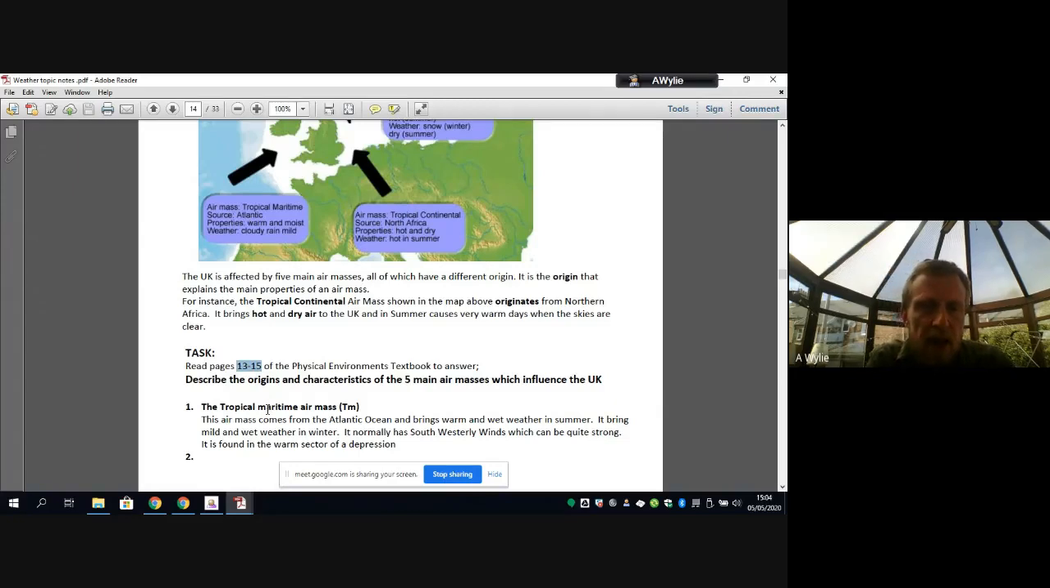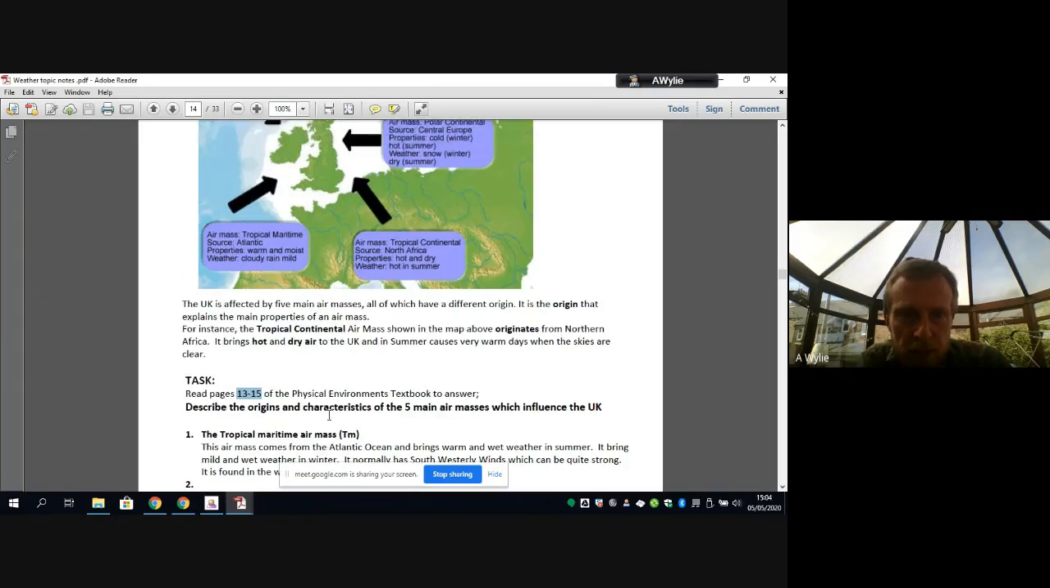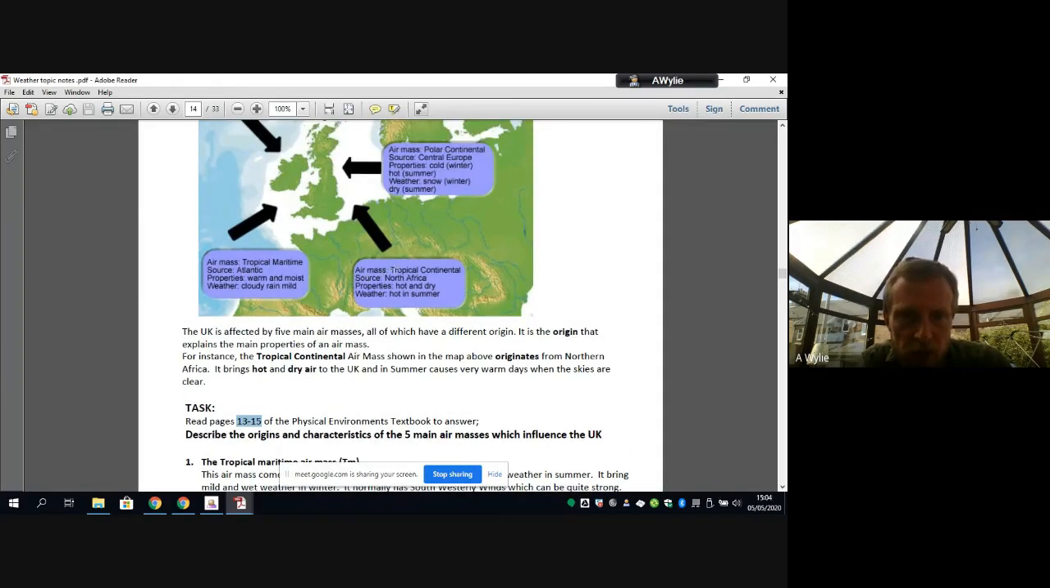And I do refer to it in the video. You've also got a bit of guidance on this map. You'll notice with some of them that there is a difference in weather between summer and winter, but not all of them. For example, in Scotland, we don't get the tropical continental in winter at all. So when we think about this one, we only think about the hot summer weather we get with it. It's the only time of year we get this air mass.